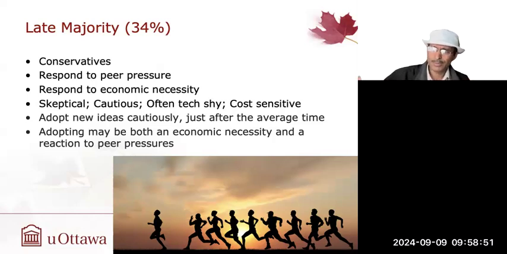Once all people are adopting and using nicely, these people come because of the peer pressure. Everybody is using, someone is left alone. So they're more skeptical, cautious, and often techno-cost sensitive: how much it costs, why should I pay that much? Because I have already an old phone that is working. They adopt new ideas cautiously, just at the average time, being careful, doing a lot of cost-benefit analysis, and adopting maybe from both economic necessity and reaction to peer pressure. I mean, most of the family are recommending and pressurizing, oh, you must have this gadget.